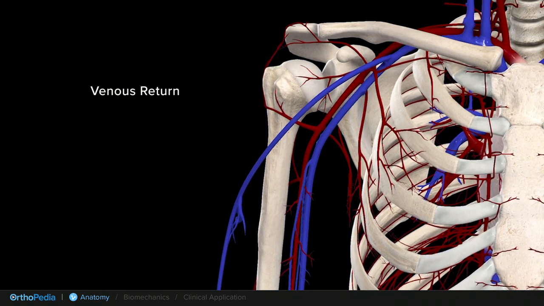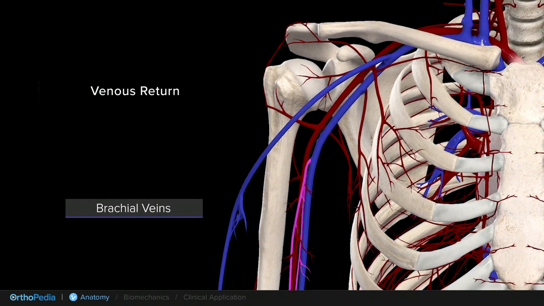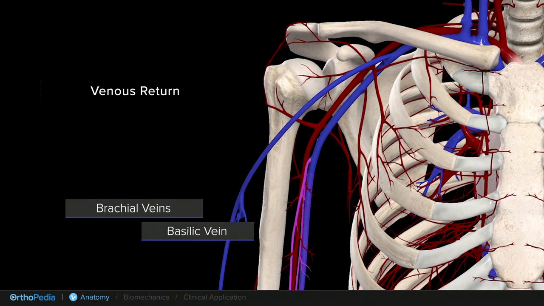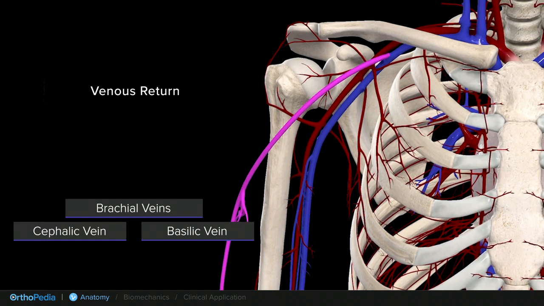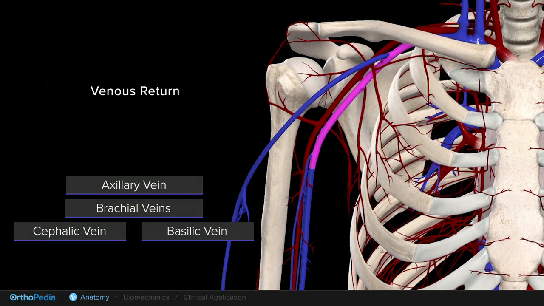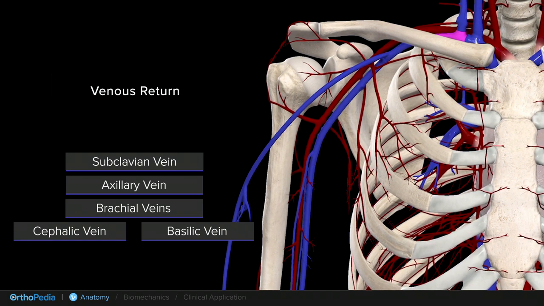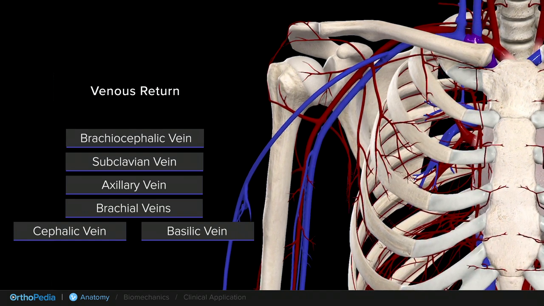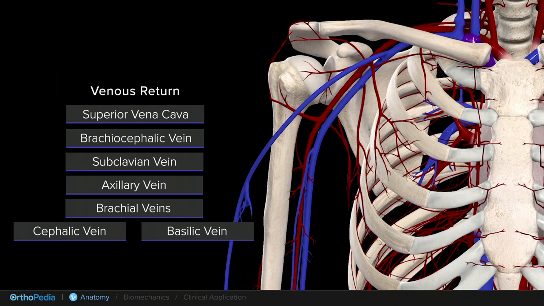The venous return traveling near the shoulder joint complex consists of the brachial veins, basilic vein, and cephalic vein, which terminate into the axillary vein, continuing proximally through the subclavian vein, then the brachiocephalic vein before returning to the heart via the superior vena cava.